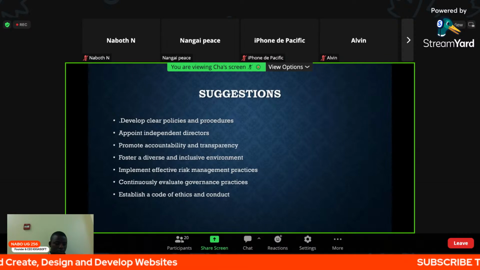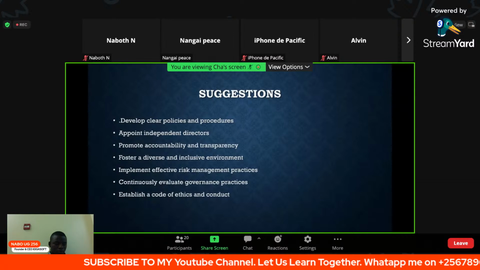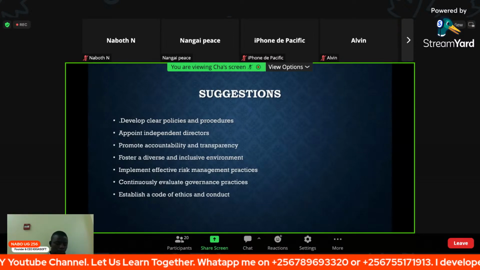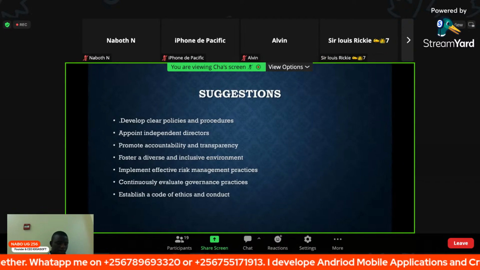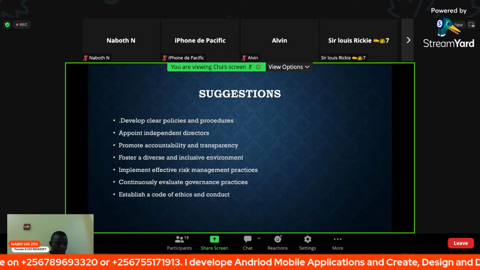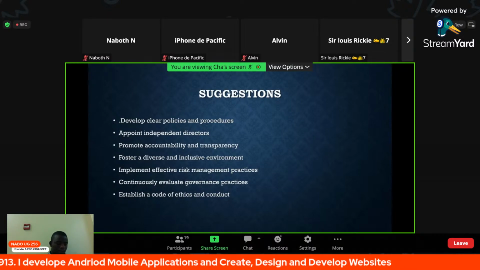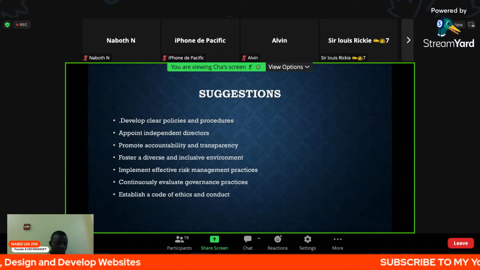The other one is promote accountability and transparency. That is a bit self-explanatory, but it can be achieved by establishing a clear code of conduct, providing regular updates on performance and risks, and ensuring that all stakeholders have access to relevant information. You know, stakeholders are the employees, us, the customers. So you should ensure that you have relevant information.